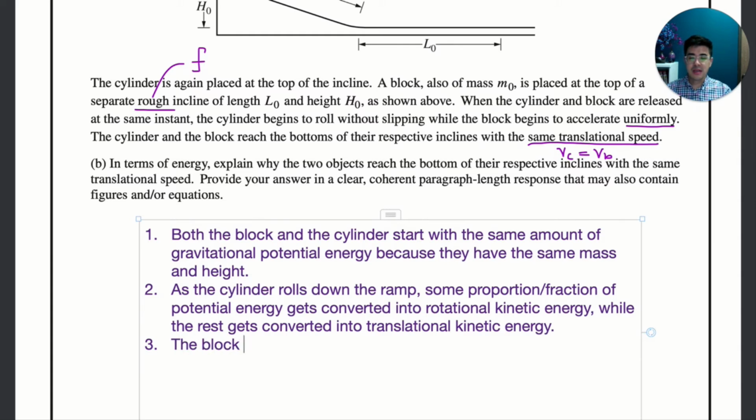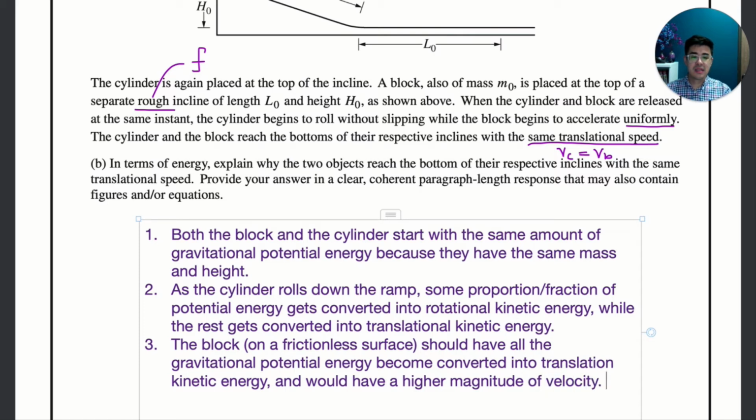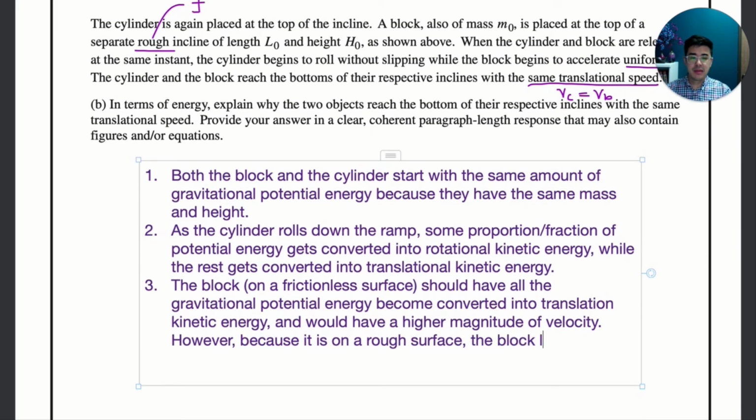The block, I would say on a frictionless surface, should have all the gravitational potential energy converted into translational kinetic energy and would have a higher magnitude of velocity. However, because it is on a rough surface, the block loses velocity due to work from kinetic friction. Okay, so remember that the cylinder has static friction, the block has kinetic friction.